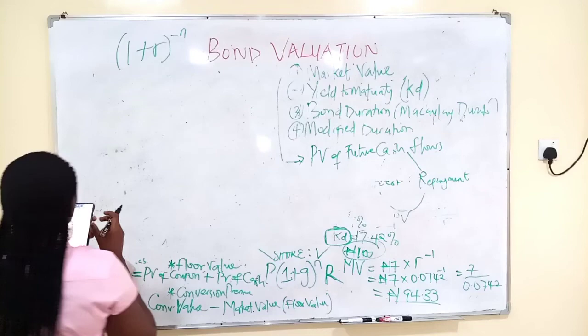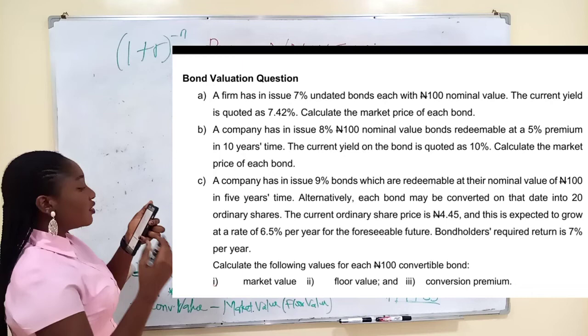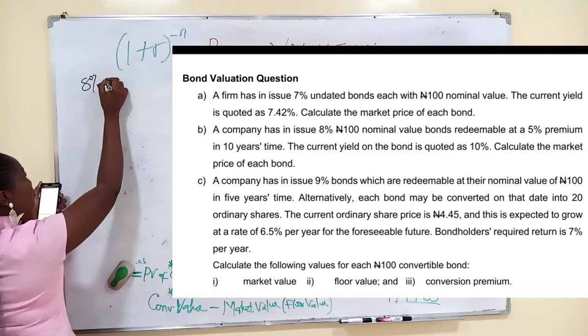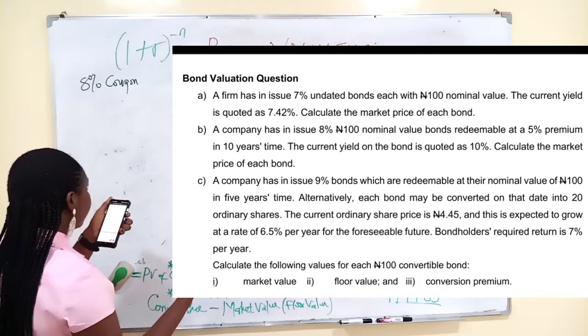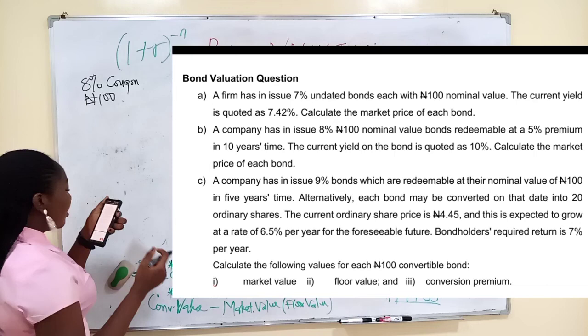Yeah. So this example B says a company has issued an 8%, 100 naira nominal value bond. Let's just be writing. 8%, that's already the interest, right? The coupon. 8%, 100 naira nominal value bond. It means the par value is what? 100 naira, the face value. Most of the time, 100 naira. Redeemable at a 5% premium.